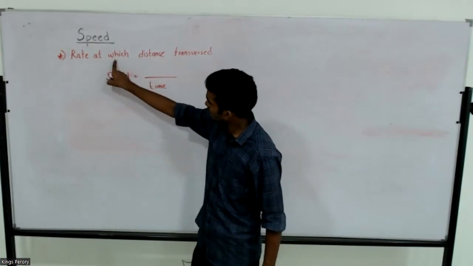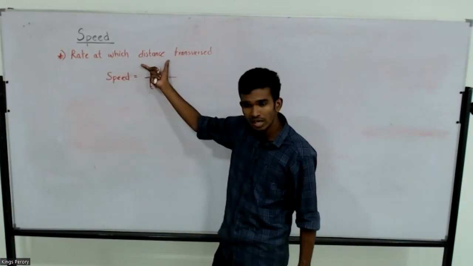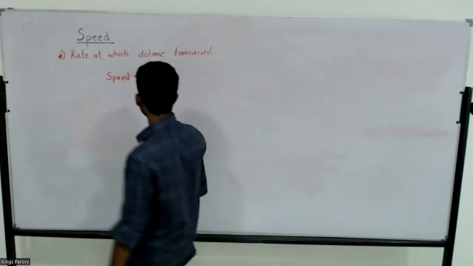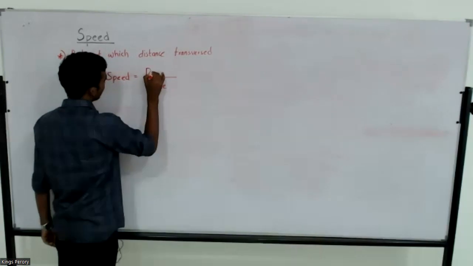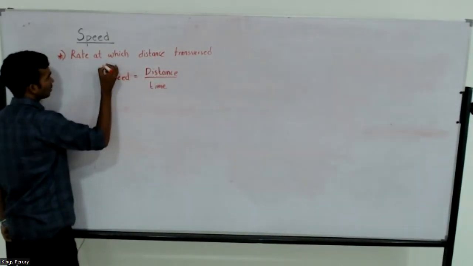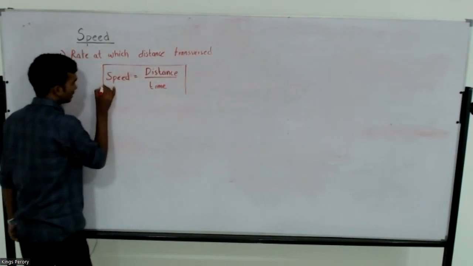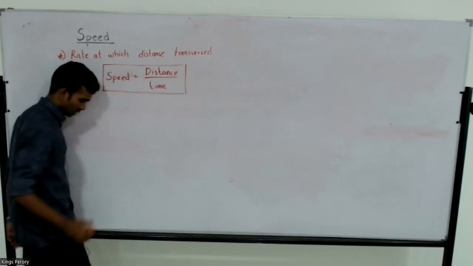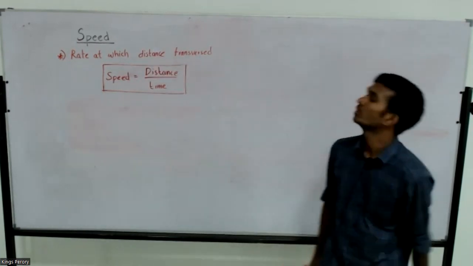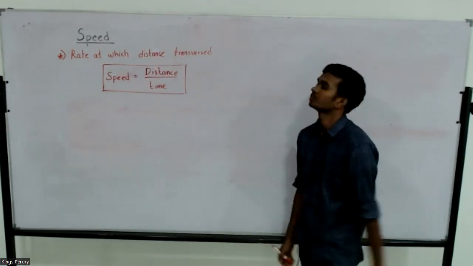Now, rate at which distance transfers, right? So what is divided by time? Distance. So here speed is going to be equal to distance divided by time. This is the equation for speed. Clear? Again, tell me, what is the definition of speed? Rate at which distance transfers.